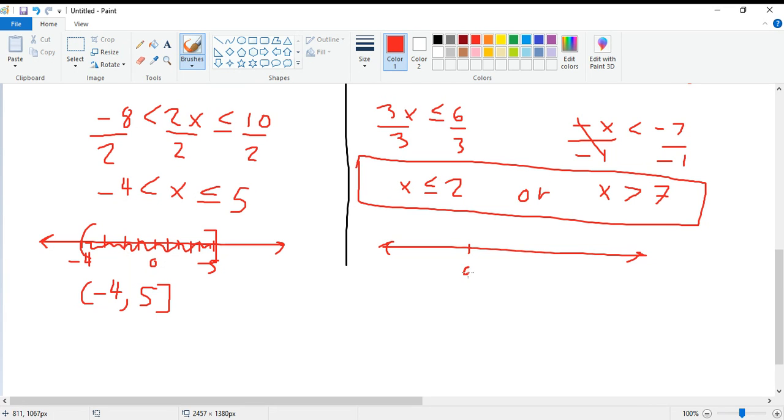Put the numbers 2 and 7 on your number line. For the numbers that are less than or equal to 2, I'm going to put a bracket on 2. Less than or equal to 2 is shading to the left forever. For the numbers that are greater than 7, put a parenthesis on the 7. Numbers greater than 7 are shaded to the right forever.